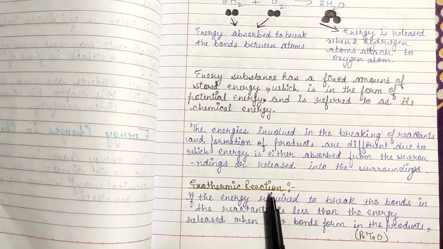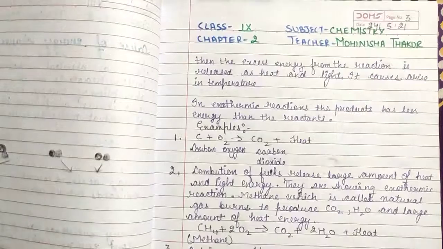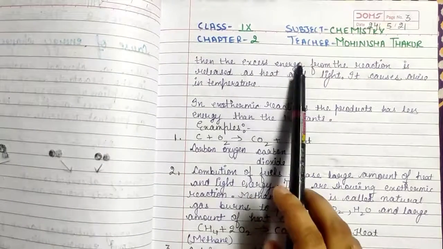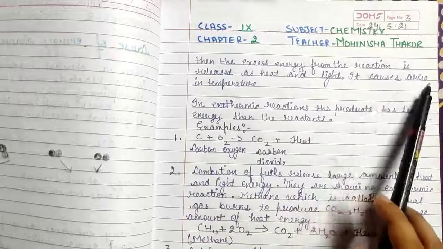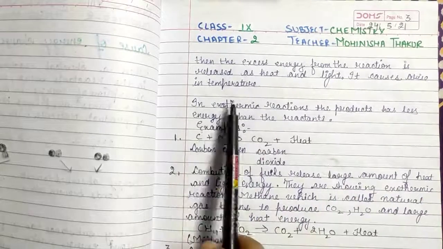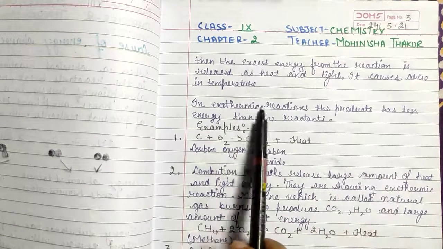First is exothermic reaction. So what is an exothermic reaction, students? If the energy required to break the bonds in the reactants is less than the energy released when new bonds form in the products, then the excess energy from the reaction is released as heat and light. It causes a rise in temperature. So in an exothermic reaction, the products have less energy than the reactants.